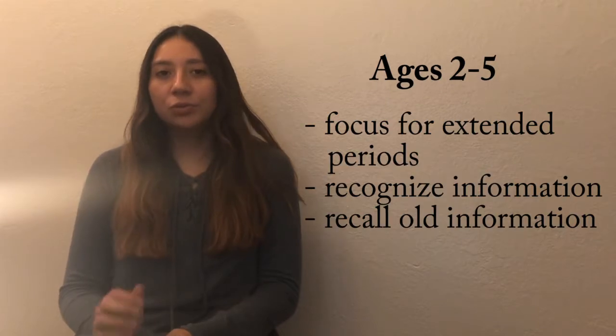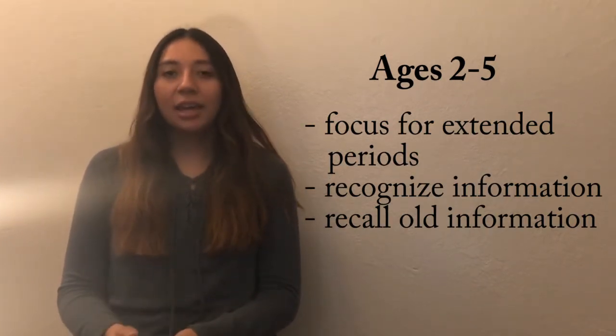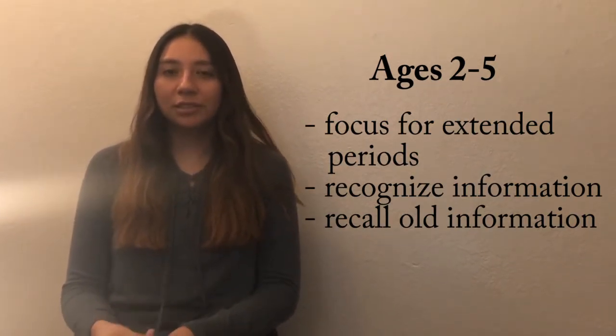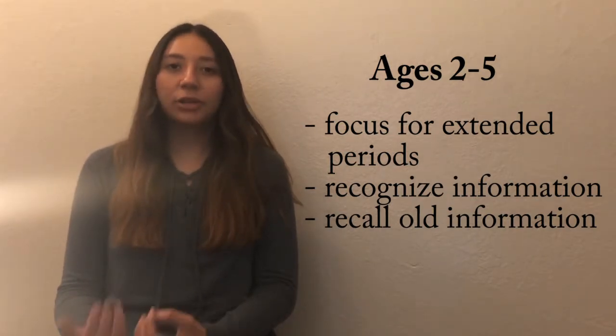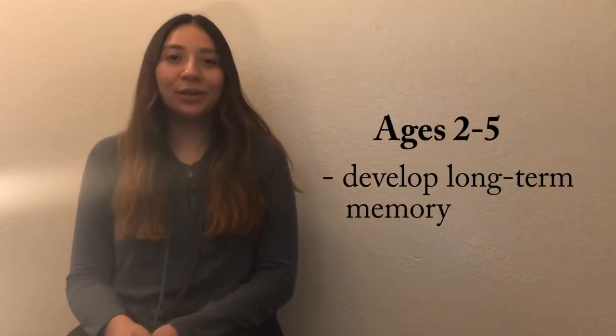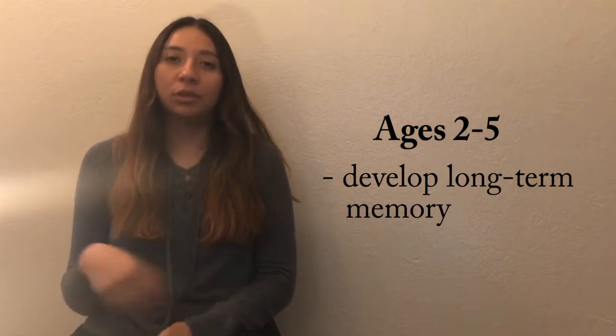Between the ages of 2 to 5, most children have developed skills that allow them to focus for an extended period of time, and they can also recognize previously encountered information and recall it in the present. And between the ages of 2 to 5 is when you start to develop long-term memory. And this is why most people can't remember anything before 3 years old.